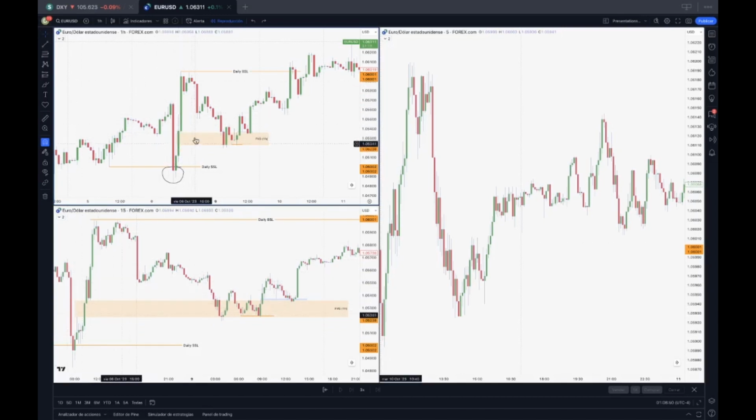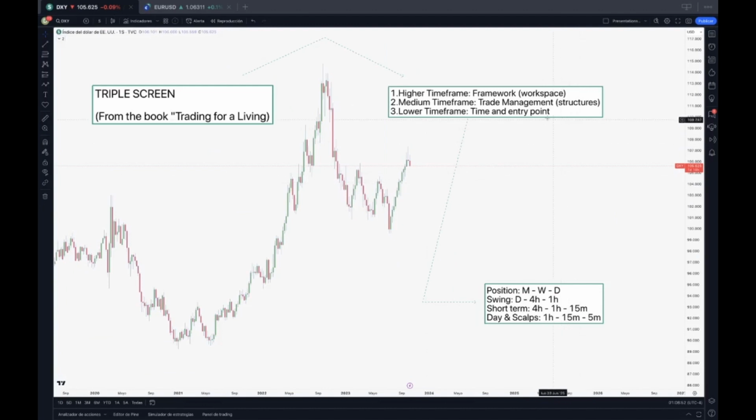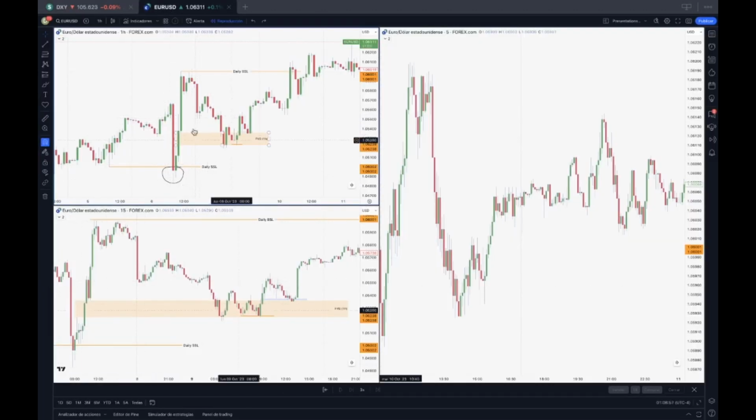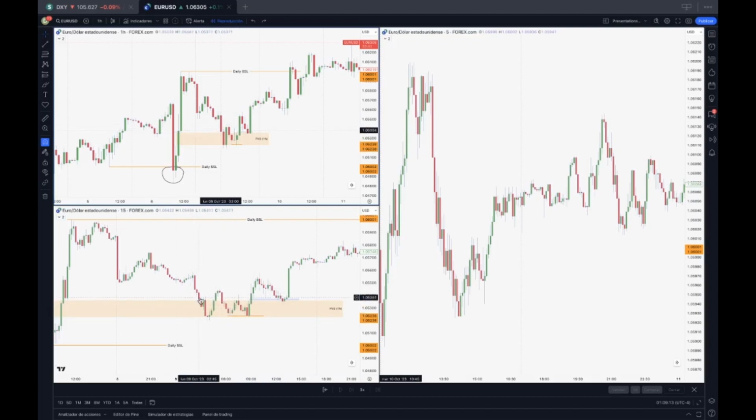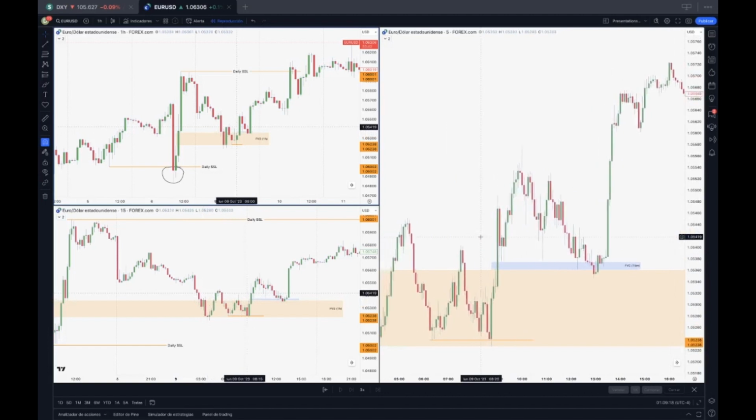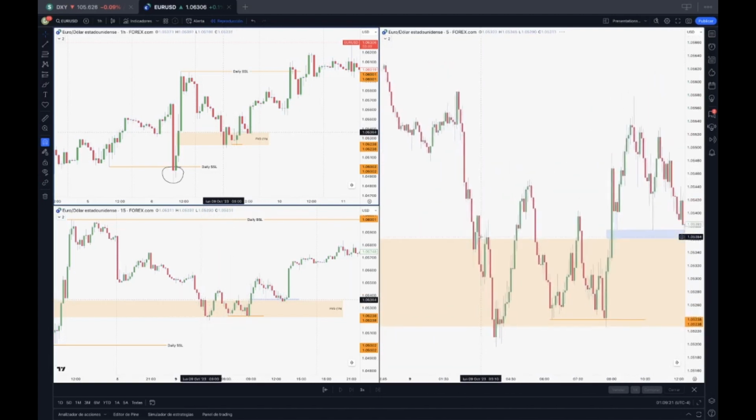So this is where we want to work the trade management, the structures. That's where we want to work on the medium time frame. Right here we want to see the development the chart has, the price delivery over here. We see how beautifully it trades within this fair value gap, correct?